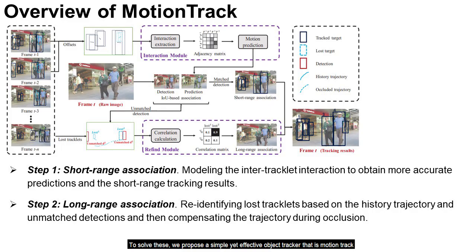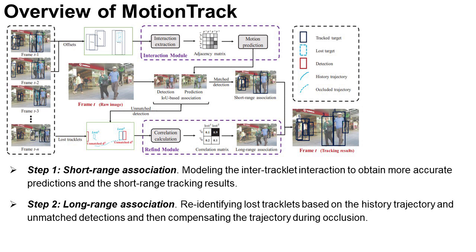To solve these, we propose a simple yet effective object tracker, that is MotionTrack, to address the short-range and long-range association problems in MOT. In particular, our MotionTrack follows the tracking-by-detection paradigm, in which both interaction-aware and history trajectory-based motions are learned to associate trajectories from a short to long range. Our MotionTrack mainly executes two steps for each video frame. Step 1, short-range association: modeling the inter-tracklet interaction to obtain more accurate predictions and the short-range tracking results. Step 2, long-range association: re-identifying lost tracklets based on the history trajectory and unmatched detections, and then compensating the trajectory during occlusion.